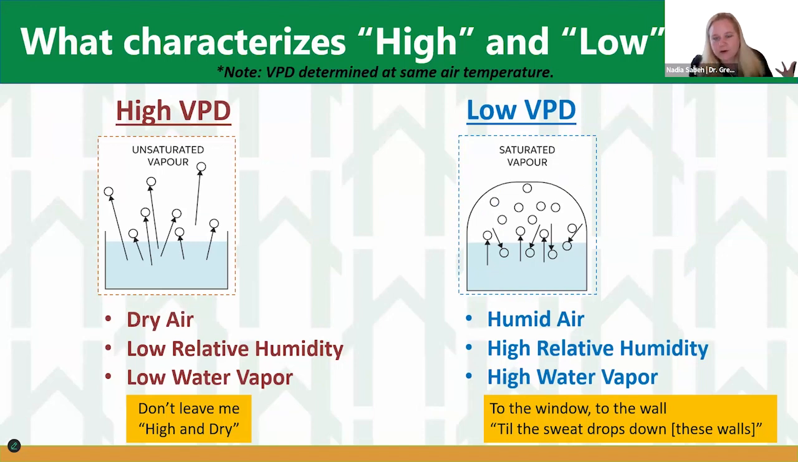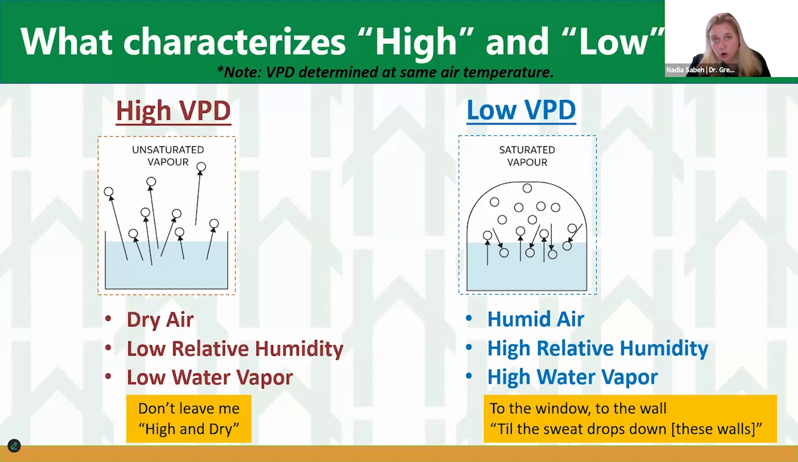So, what characterizes a high versus a low vapor pressure deficit? Well, a high VPD is characterized by dry air. It has a low relative humidity typically for that given temperature, which means it has a low quantity of water vapor in the air.